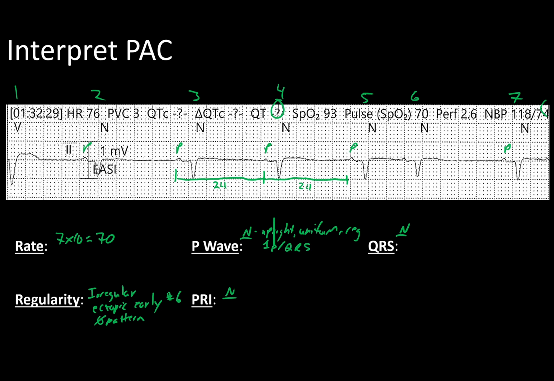Now what's the PRI for my normal beats? Well, let's see here. Let's measure this one out here. 1, 2, 3, 4.